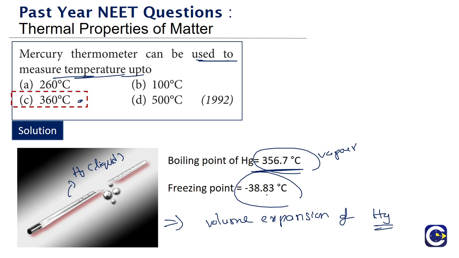Lower limit we can fix it close to minus 30, somewhere around that. Since the freezing point is minus 38, we should have the operating range in that particular value. So this is about the operating range of the mercury thermometer. Operating range essentially is what? The temperature range where we'll have the mercury in the liquid state predominantly.